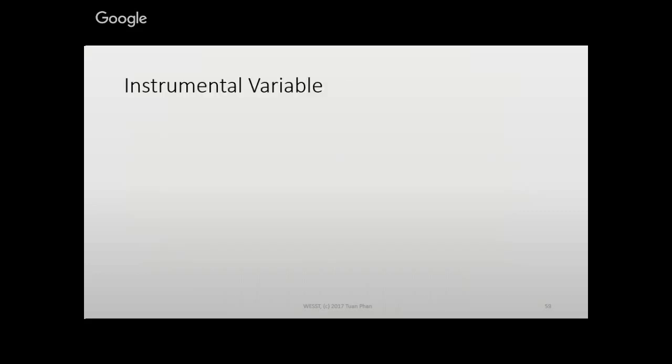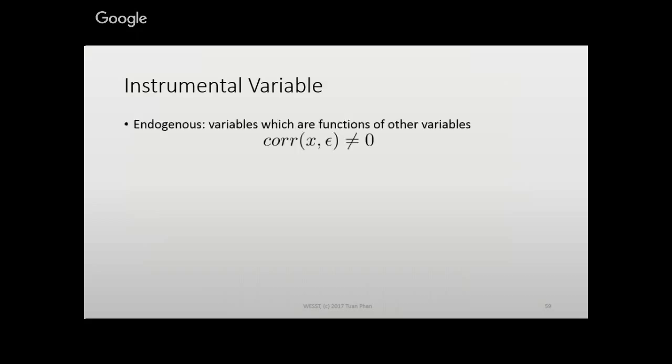Okay, and finally, we're doing pretty well on time. Finally, another method that you can use for causal analysis is instrumental variables. So one of the problems is that variables can be endogenous, which means that your x is a function of possibly other variables, as we showed with colliders and the networks of variables.